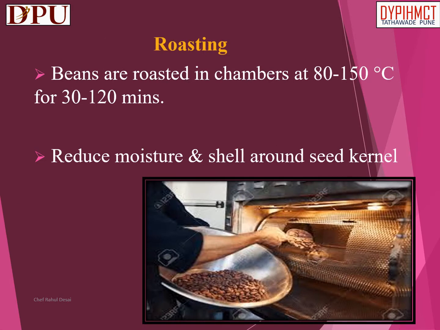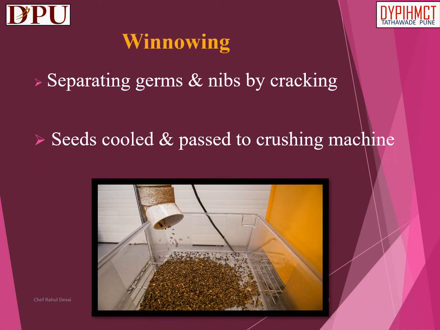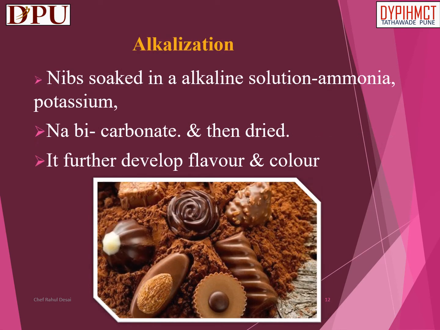Roasting: beans are roasted in chambers at 80-150 for 30-120 minutes. This reduces moisture and the shell around the seed kernel. Winnowing: separating germs and nibs by cracking the seeds, which are cooled and passed to a crushing machine. Alkalization: nibs are soaked in an alkaline solution, ammonia, potassium, bicarbonate, and then dried. It further develops flavor and color.